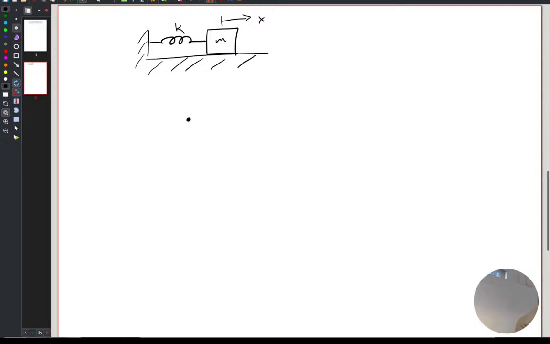So with my free body diagram, I have a Kx this way, and W that way, all equal to MA. So negative Kx equals M times dv/dt.